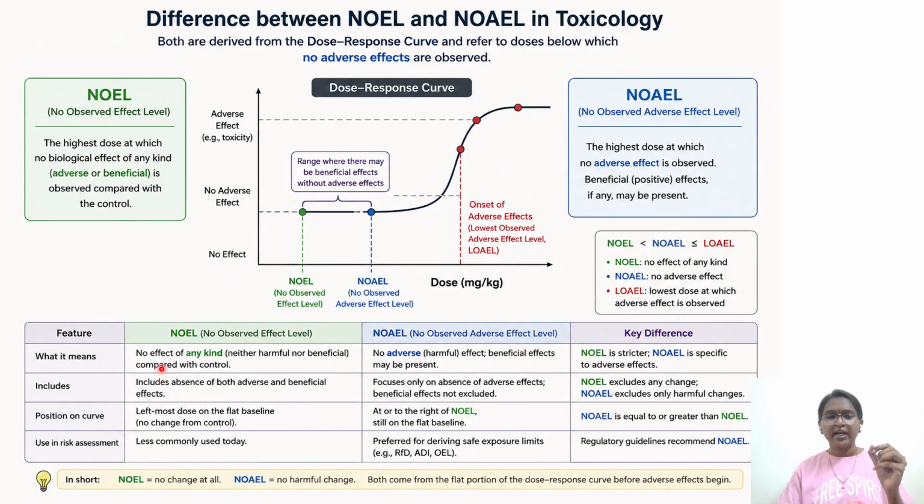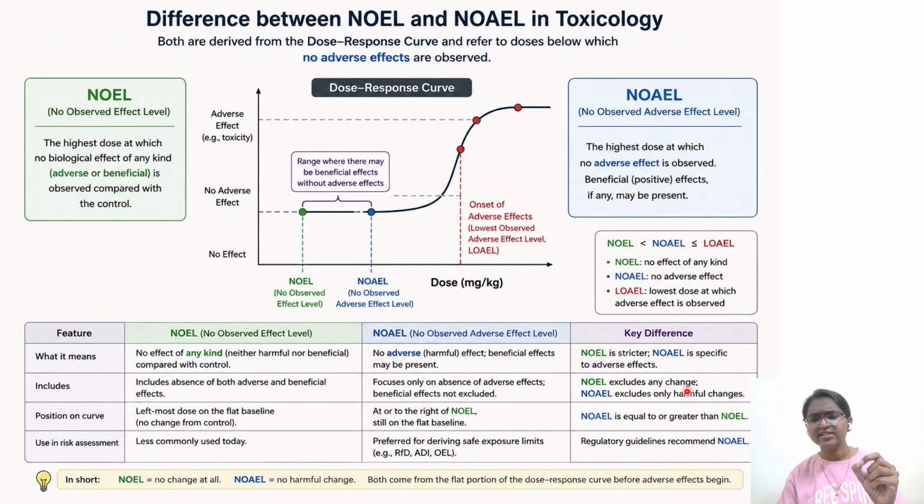NOEL means no effect of any kind, neither harmful nor beneficial, compared with the control. NOAEL means no adverse or harmful effect; beneficial effects may be present. NOEL is stricter, more stringent. NOAEL is specific to certain adverse effects like kidney effects or liver effects. NOEL includes absence of both adverse and beneficial effects. If there are changes in body weight, color, or fur changes, those also need to be considered as an effect, and that particular dose should not be considered a NOEL. NOAEL focuses only on absence of adverse effects; beneficial effects are not excluded.